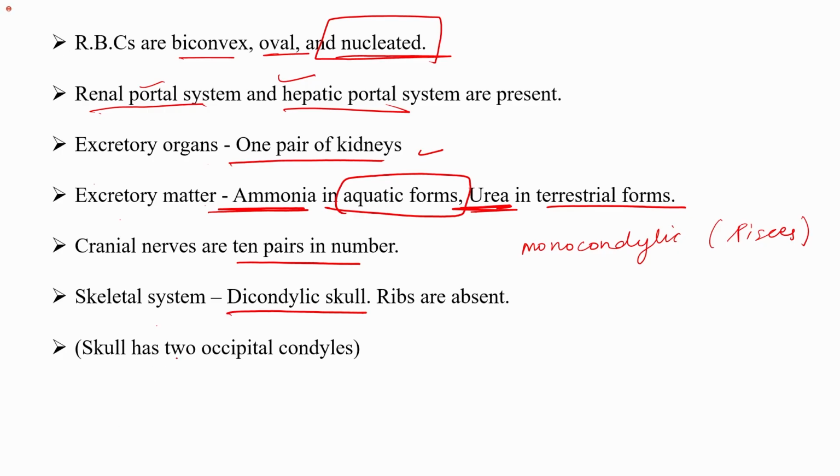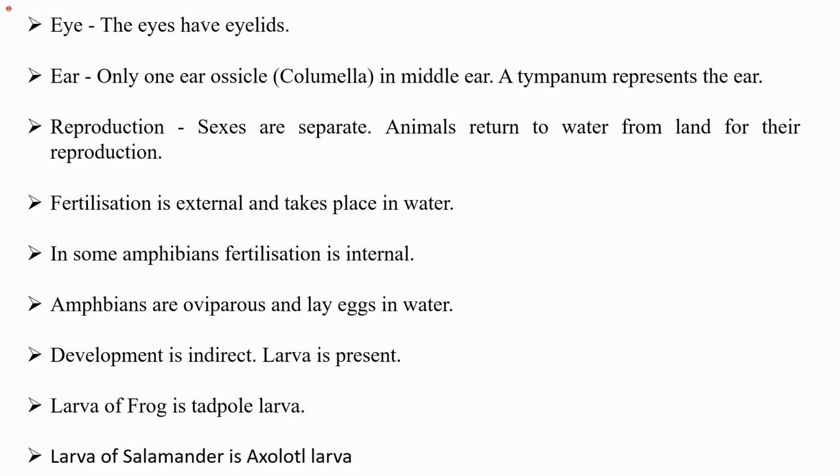So skull has two occipital condyles, therefore they are dicondylic skulls, and ribs are absent in the amphibians. One of the important features is that the eyes have eyelids. Ears, only one ear ossicle, that is columella in the middle ear, is present. A tympanum represents the ear. Reproduction, sexes are separate, male and female. Animals return to water from land for their reproduction.